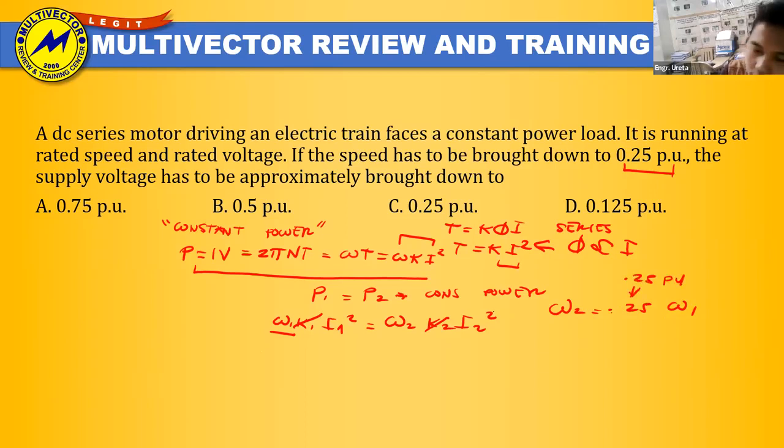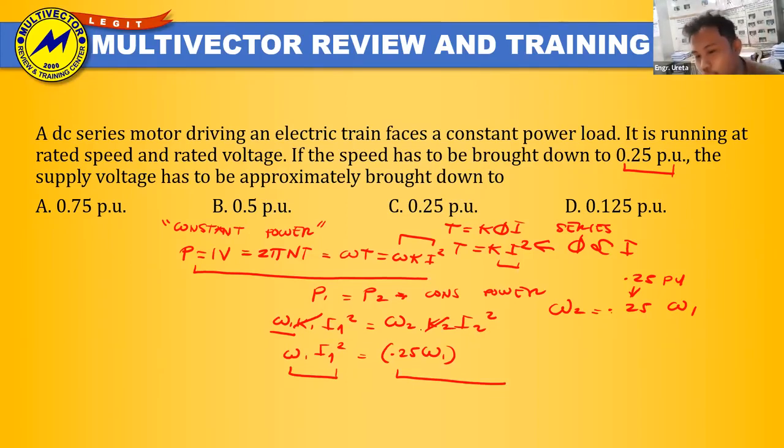Okay, so omega 1 I1 squared is just equals to omega 2 I2 squared. But omega 2 is 0.25 omega 1, I2 squared. So, kung mapapansin nyo, since kailangan ko ma-maintain yung constant power, since bumaba yung speed ko dito, dapat yung current I2 ko tataas, para ma-maintain ko yung constant power. So, yung I2 ko dito, para ma-maintain ko yung balance, should be equal to 2I1. Okay? Bakit?